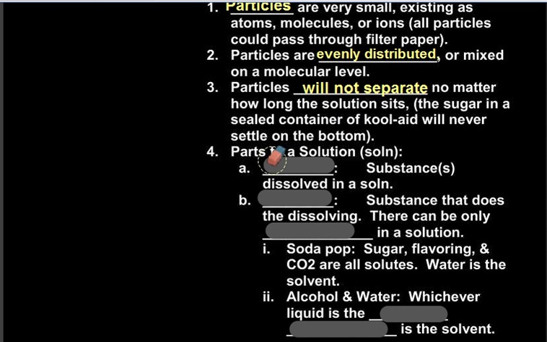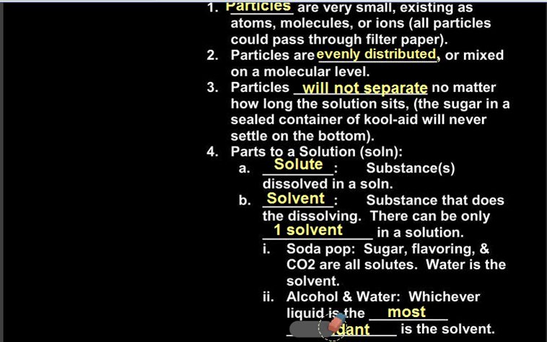Now, we have two different parts to a solution. We have the solute, which is the substance dissolved in a solution, and a solvent, which is the substance that does the dissolving. There can be only one solvent in a solution, and it is generally the most abundant substance in the solution. Soda pop, for example, has sugar, flavoring, and CO2 as the solutes, where water is the solvent, the most abundant substance. Alcohol and water are completely mixable. They dissolve completely with each other. And so whichever one is the most abundant is the solvent.